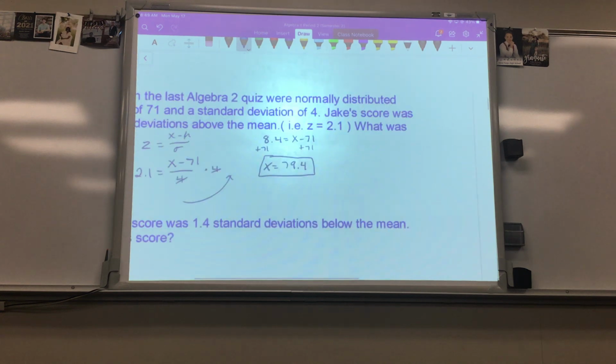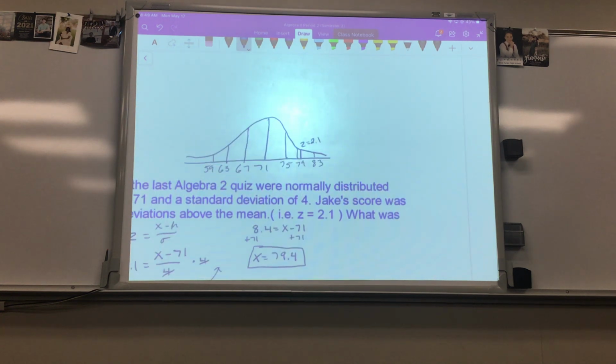Now, negative 1.4. It's going to be about there, right? What was it, 1.4? So what's the score we could expect she got? Something between 63 and 67, right? 64, 65 maybe. Okay, that's what we're looking for.